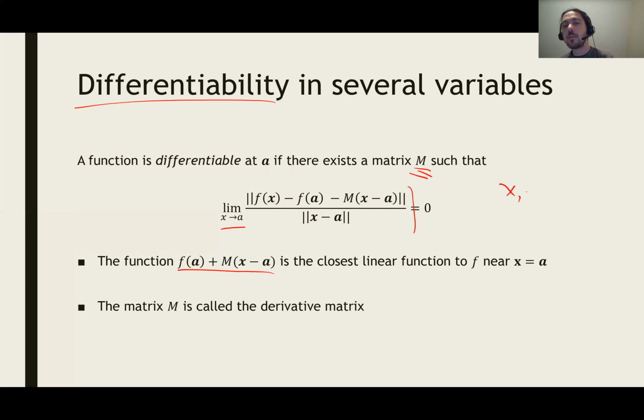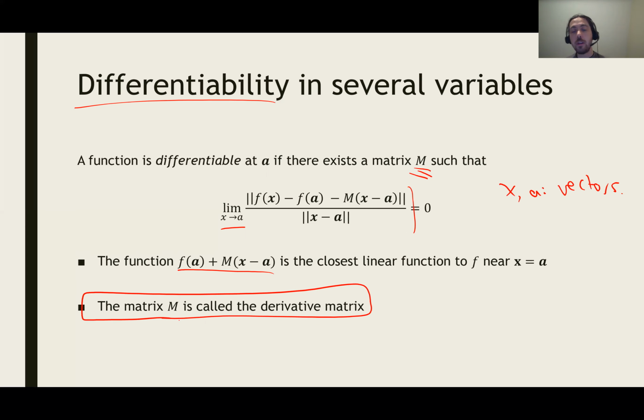So here, x and a are vectors. We're talking about a limit as one vector approaches another, so we have to be a little bit more careful about that. When this limit exists, the matrix M is called the derivative matrix. It's going to be a very useful concept, and we'll talk about it further in a minute.